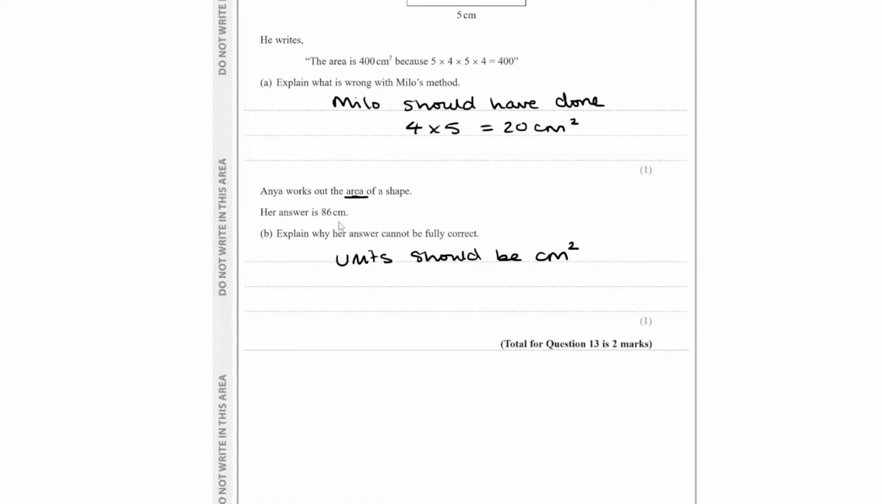Almost a trick question, that, because I feel like you're focusing on the number and you're thinking, well, why is the number wrong? It could be right, but it's just because of the units. It should be 86 centimeters squared, or you can say centimeters is wrong. You can say she didn't use the correct units for area. It should be 86 centimeters squared. Any of that is fine.